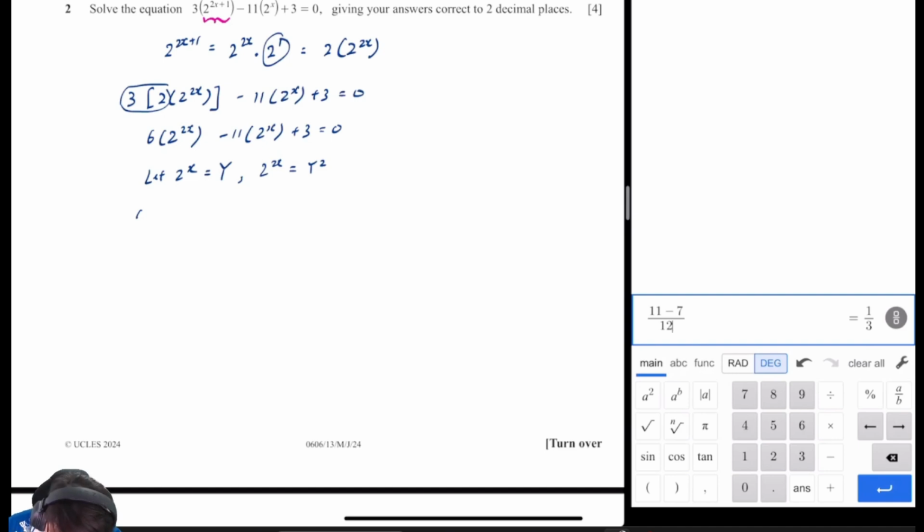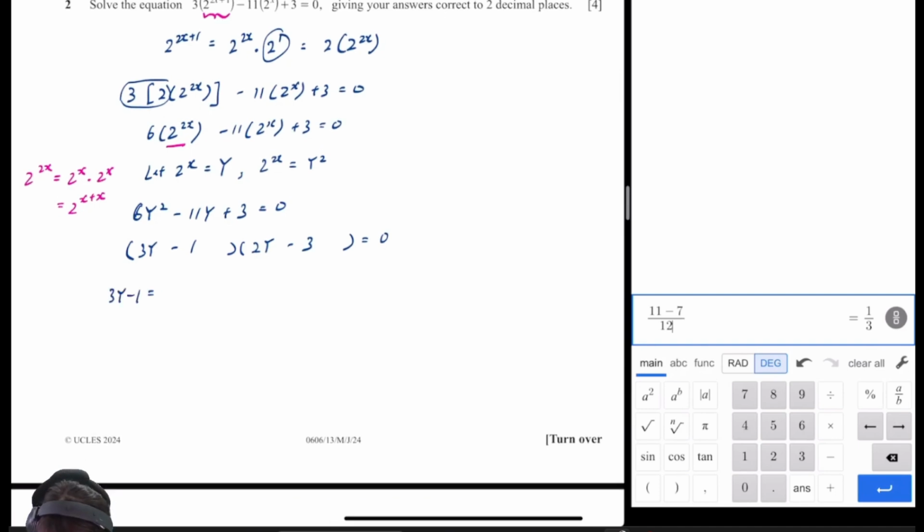Why is that? Because 2 to the power of 2x is just 2 to the power x multiplied together, using the rules of indices, which will give you 2 to the power of 2x as well. So 6y squared minus 11y plus 3 is equal to 0. Solve using the quadratic method. That's going to be 3, 2, and then minus 3, minus 1. So 3y minus 1 is equal to 0, or 2y minus 3 is equal to 0.